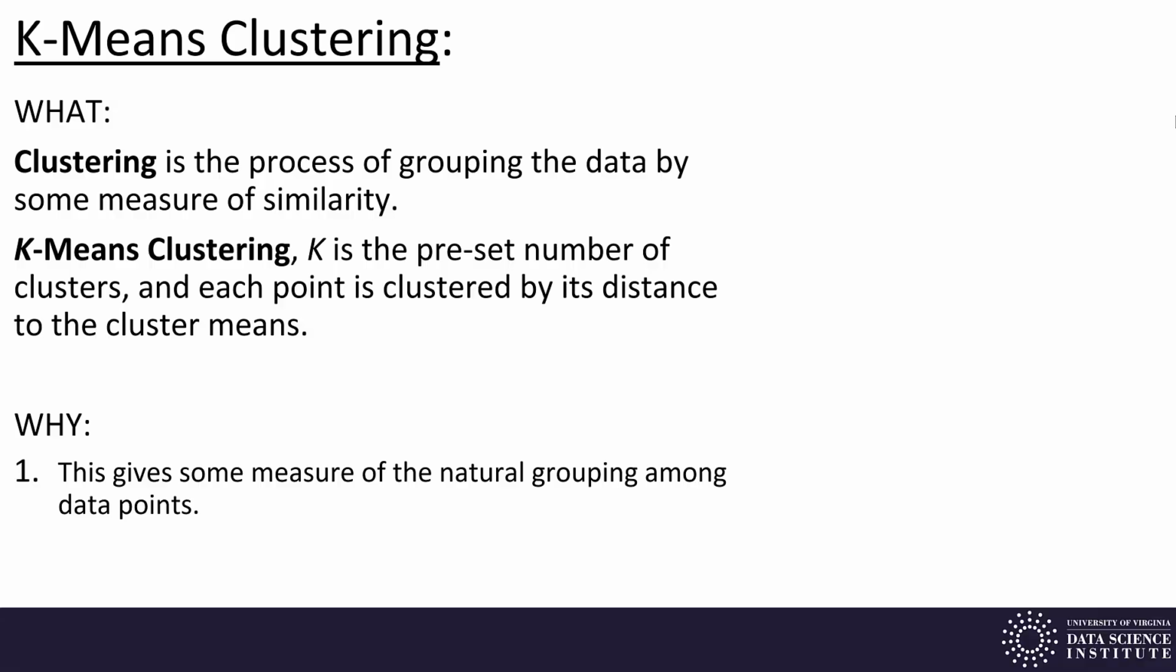K-means clustering is a specific type of clustering. In k-means clustering, k represents the preset number of clusters, so that has to be chosen before running the algorithm. Each point in k-means clustering is clustered by its distance to the cluster means. We'll talk about what that really means and how that works in a little bit. Why would we do clustering, or k-means clustering in particular? Well, it just gives us a quick look at the natural grouping among the data points.